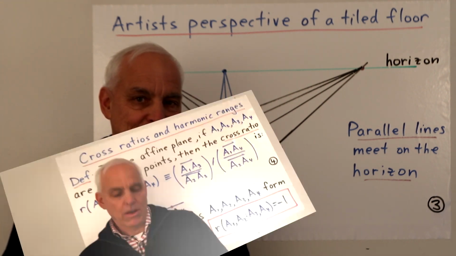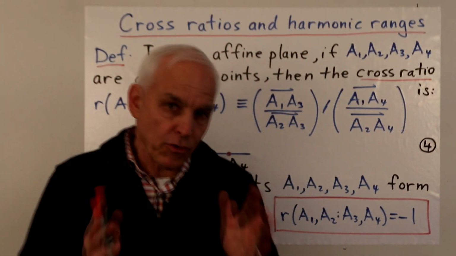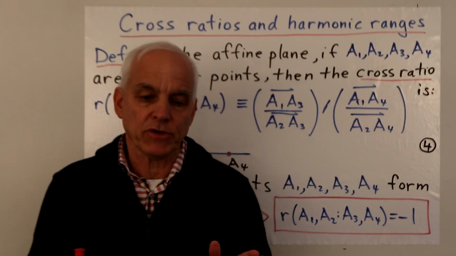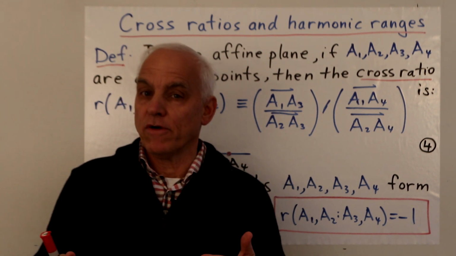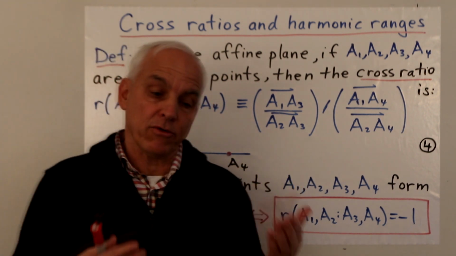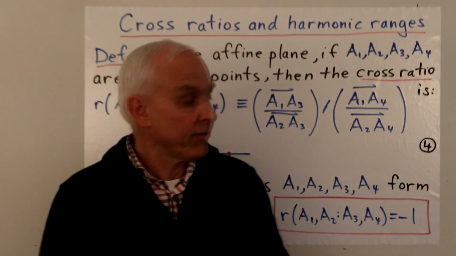Now, another very important sort of ingredient in projective geometry is the idea of a cross ratio and the corresponding notion of harmonic points, harmonic ranges, and harmonic pencils.